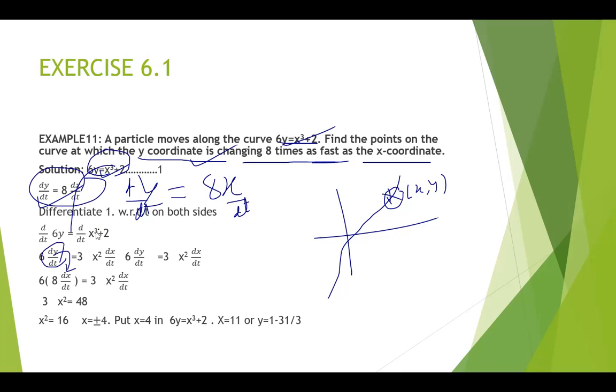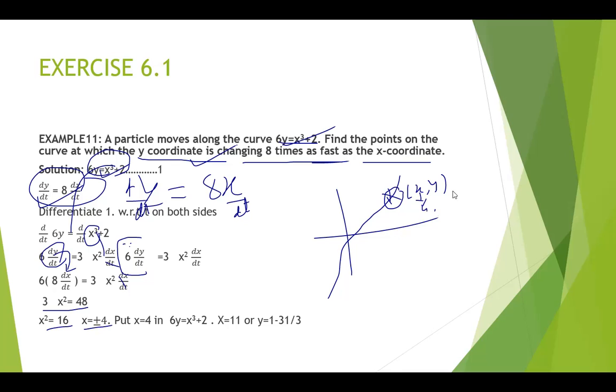X cube derivative is 3x square. Now 6 into 8 dx upon dt is 3x square into dx upon dt. Then 3x square is 48, means x square is 16. X is equal to plus or minus 4. So the x coordinate of this point is 4.